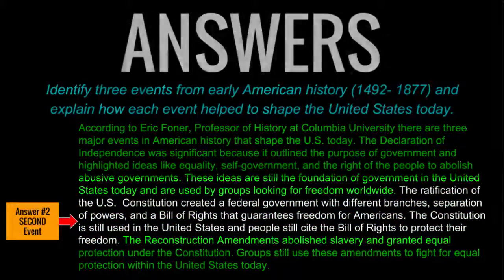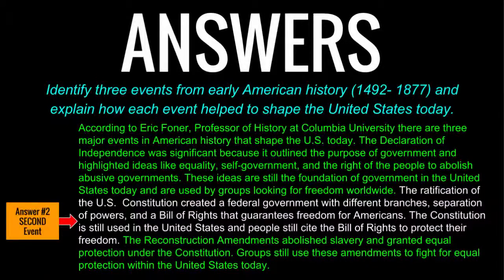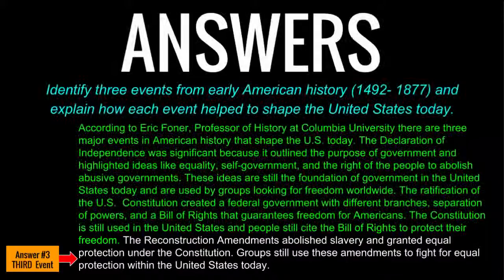The next group of sentences includes the second part of the answer. The ratification of the Constitution is identified as a significant event. Again, this answer completes the required action, answers all parts of the question, and is fully developed. This answer would earn 3 more points. The last group of sentences includes the third part of the answer. The Reconstruction Amendments are identified as a significant event. This answer also completes the required action, answers all parts of the question, and is fully developed. This would earn 3 more points for the author.